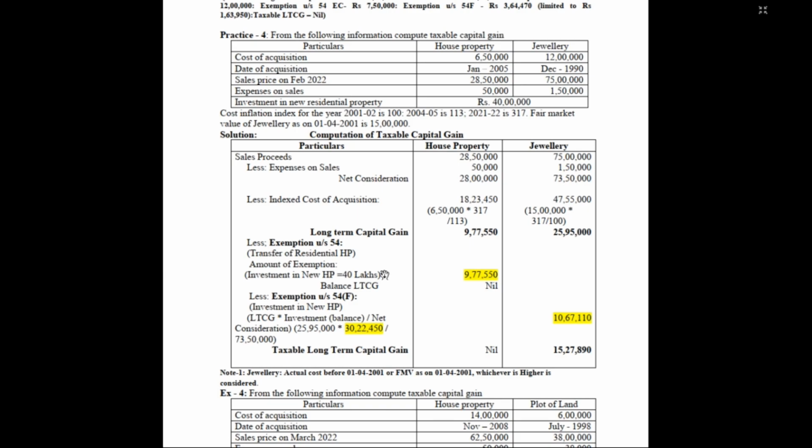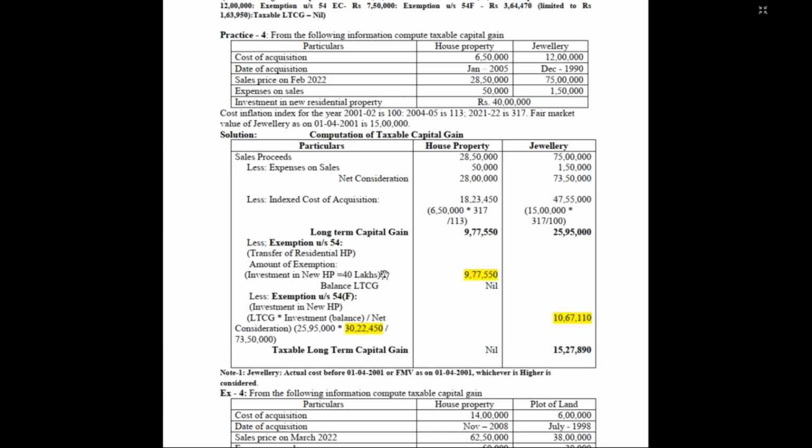Fair market value of jewelry as on 1/4/2001 is 15 lakh, because the jewelry was purchased in December 1990, so that jewelry's fair market value as on 1/4/2001 was given. So we have to consider actual cost before 1/4/2001 or fair market value as on 1/4/2001, whichever is higher, while computing indexed cost of acquisition for jewelry. Let me start the answer.